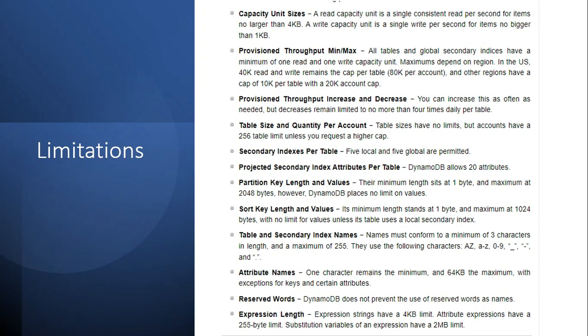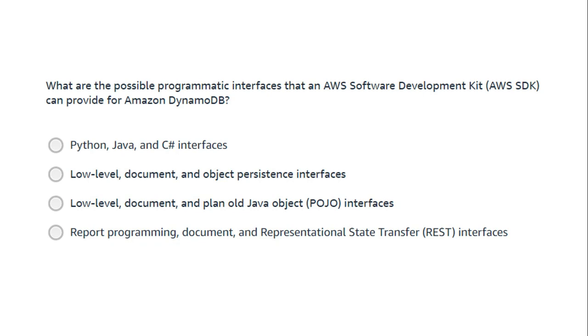Then limitations. The capacity sizes: read is 4 KB and write is 1 KB. Provisioned throughput is 40K read per table, 80K per account. The cap is 10K per table and 20K for the account. So these all are the limitations regarding DynamoDB. Now let's see the frequently asked questions related to the topic we have discussed till now.